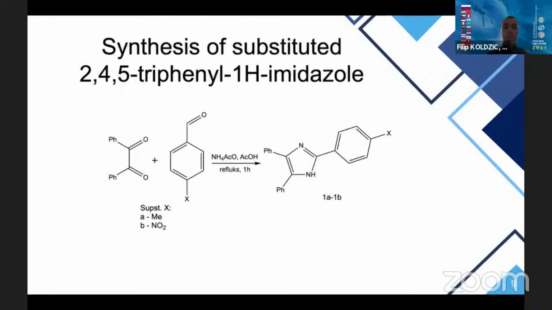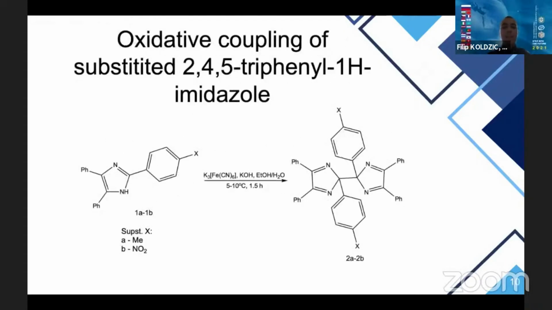So I combined the first step from one previous research project and the second step from the other one, and combined them in order to try to get higher yield. And it was successful, because in those researches, yields were around 40%, while in my research, yields were around 70%.